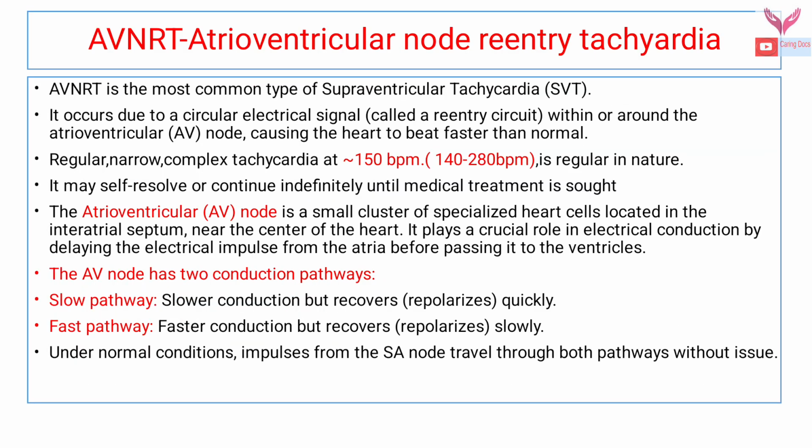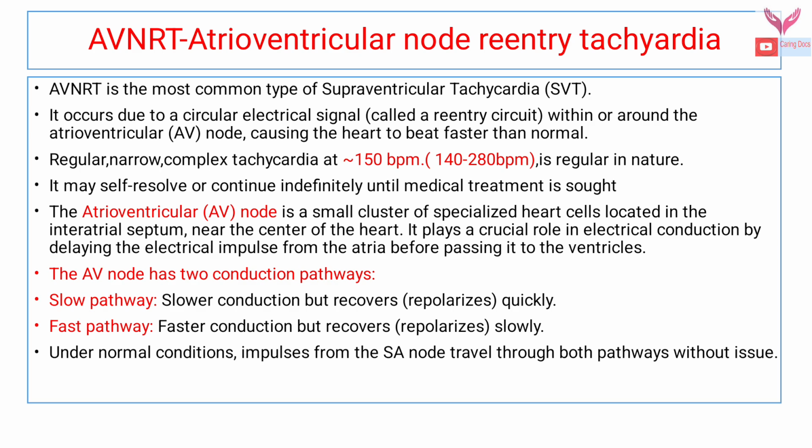Coming to AVNRT, atrioventricular nodal reentry tachycardia, it is the most common form of supraventricular tachycardia. It occurs due to circular electrical signals, that is reentry circuits, within or around the atrioventricular node, causing the heart to beat faster than normal. A regular narrow complex tachycardia occurs, with an average of 140 to 280 beats per minute, and it is regular in nature. It may self-resolve or continue indefinitely until medical treatment is sought.